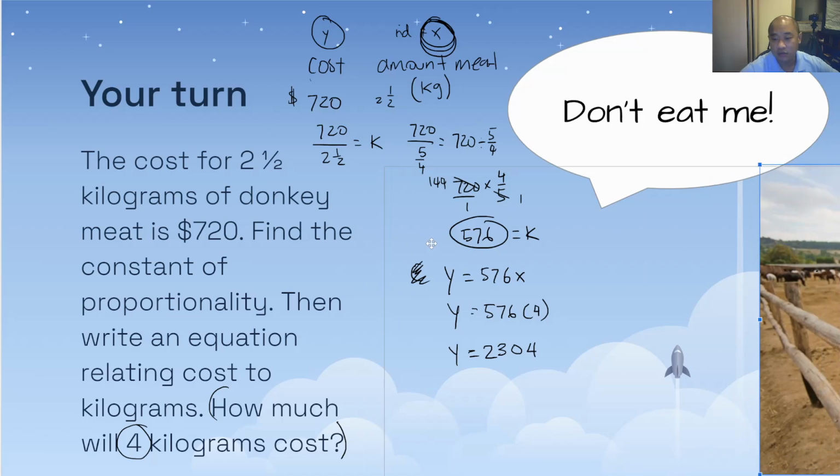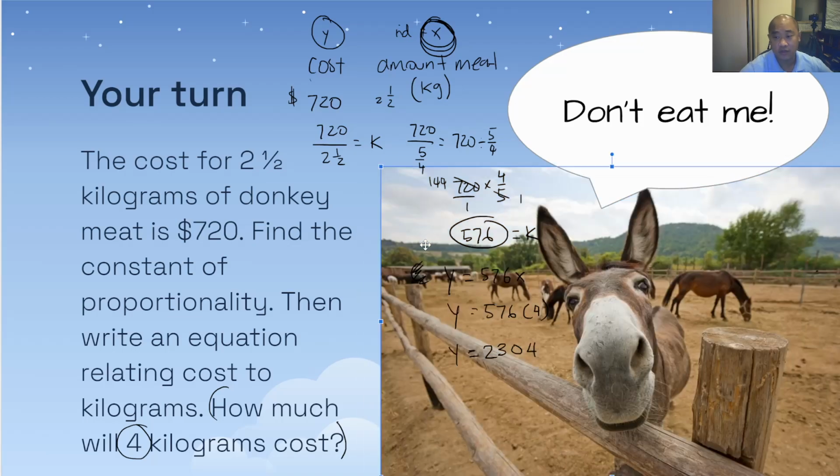But, you know, the donkey doesn't want to be eaten. It's saying so right there.